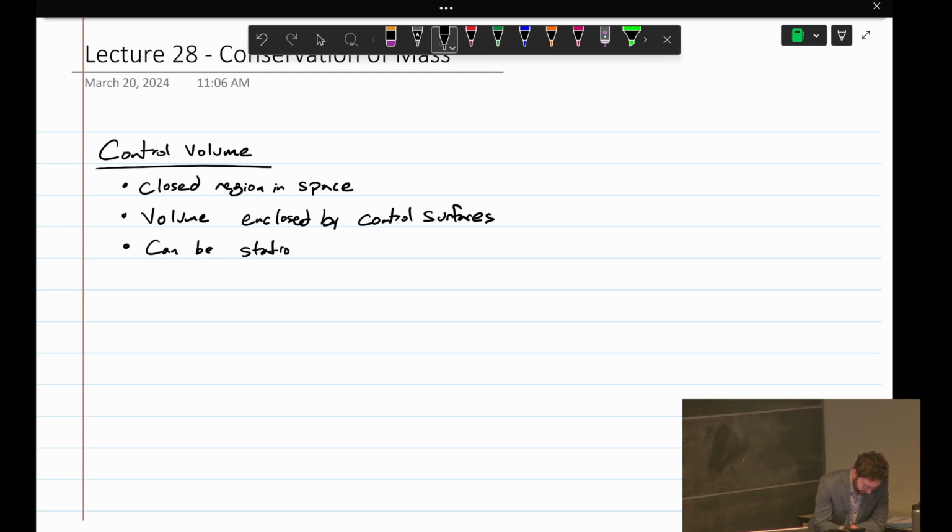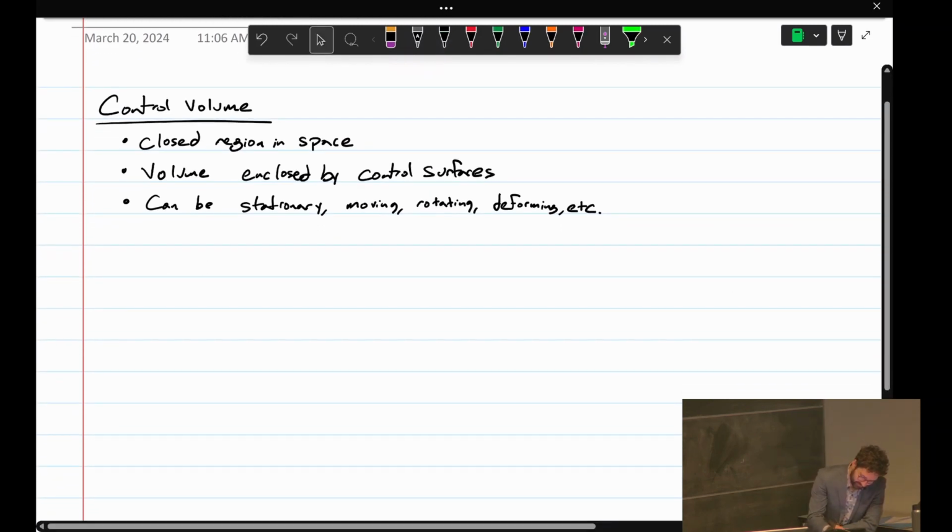stationary, moving, rotating, deforming, etc. So for control volumes, there's no right or wrong control volume usually. There's just varying levels of convenience of control volumes that we can use in a problem. So a control volume is something that's in our head when we think about a problem. It's not a real thing. It's an imaginary thing. I'm going to draw one now.